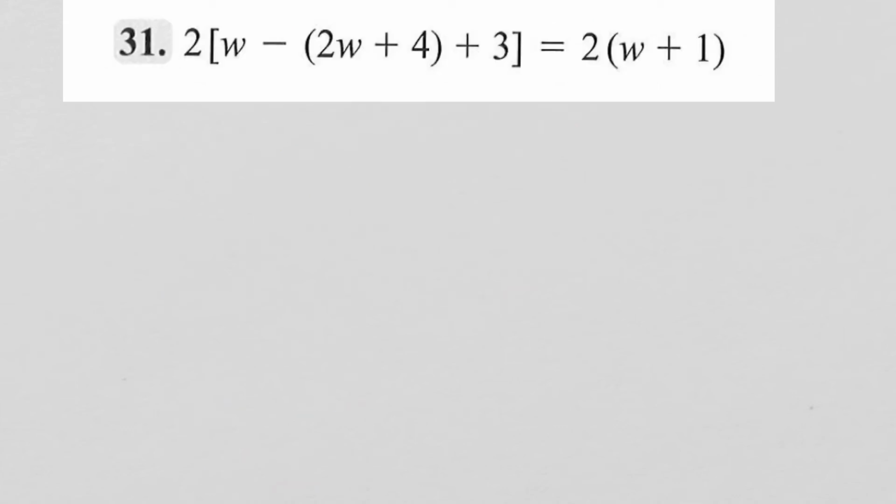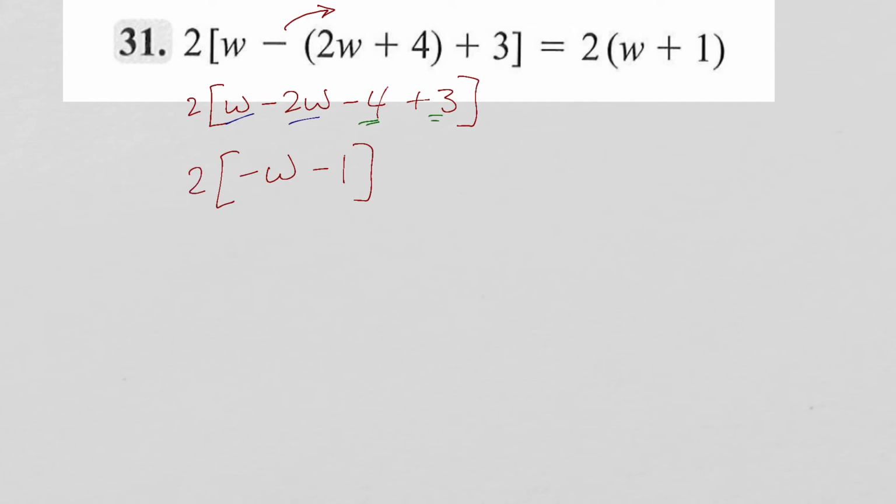Okay, I'm going to work the inner parentheses out. So we have this w, there's a 2 out there, and I'm going to get rid of these parentheses by distributing this negative. So that's going to become a negative 2w minus 4, and then we have this plus 3. Then in these parentheses, we have a positive w minus a negative 2w. That becomes a negative 1w. And we have this negative 4 plus 3, that combines to become negative 1.